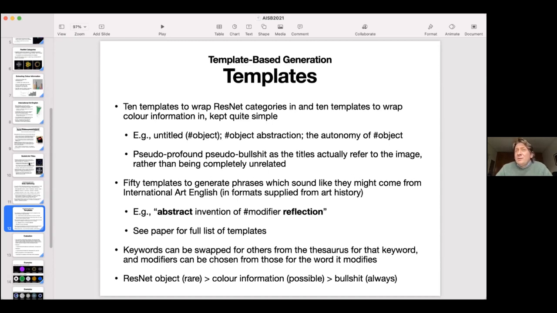Color information is also relatively rare because some images are so noisy that there is no one color that you can extract from them, but you can always make up bullshit. So I do it in that order. If you can extract ResNet or color information, then use them. If not, throw in something completely unrelated but sounding quite pseudo-profound.